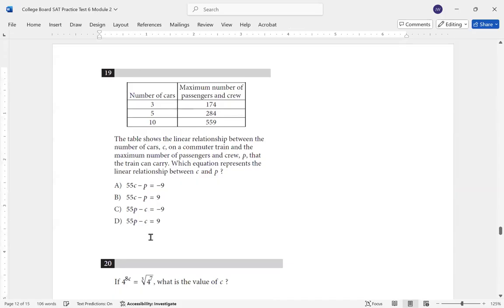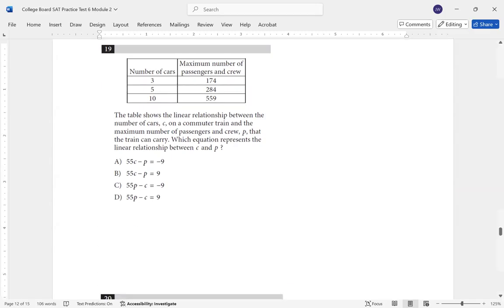Question 19 gives me a table, and it says the table shows the linear relationship between the number of cars on a commuter train and the maximum number of passengers and crew, P, that the train can carry. Which equation represents the linear relationship between C and P? Now, what we're going to do is create a line. I like creating my lines in slope-intercept form.